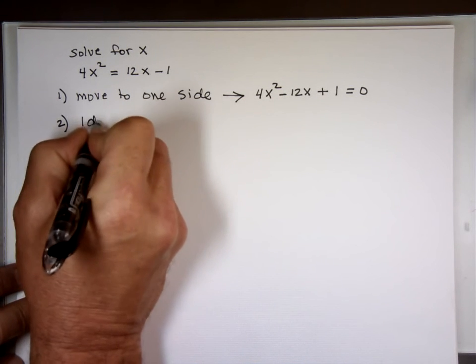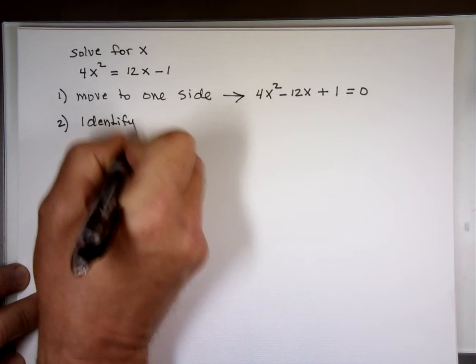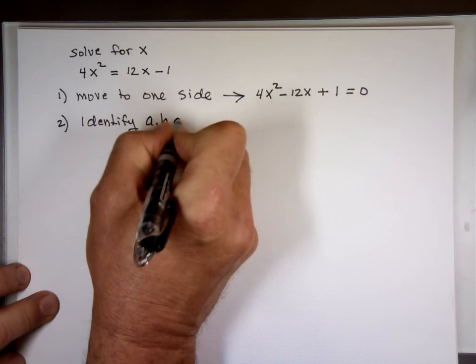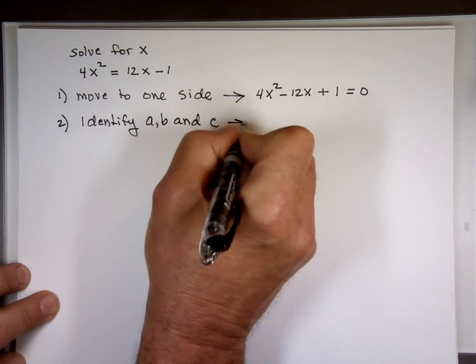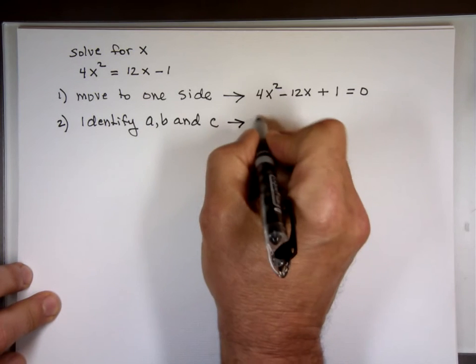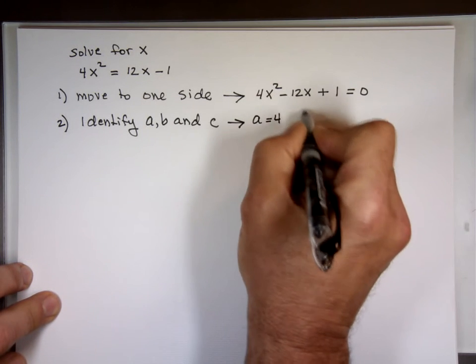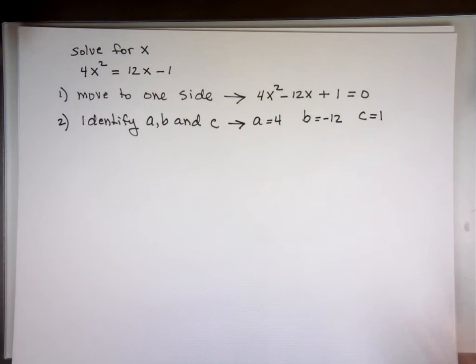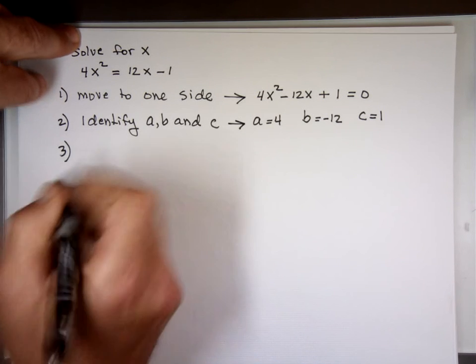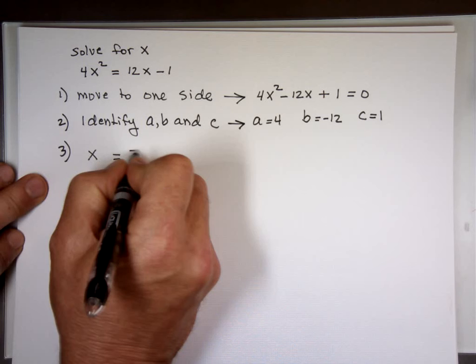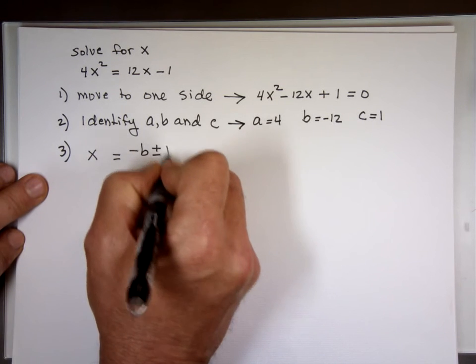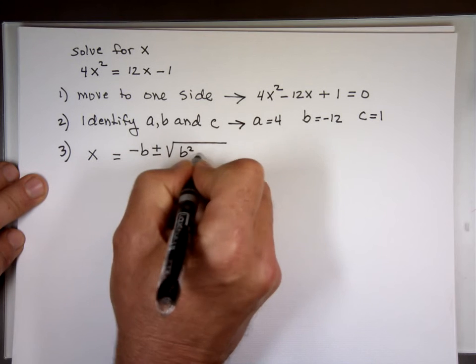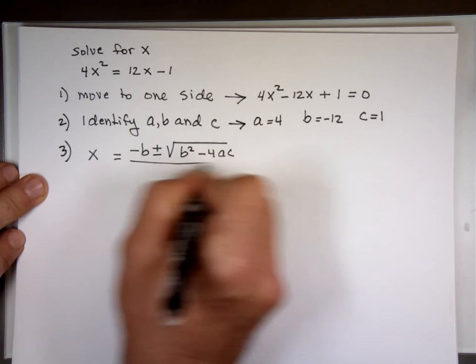Identify A, B, and C. A is 4, B is negative 12, and C is positive 1. Use the quadratic formula: minus b plus or minus the square root of b squared minus 4ac divided by 2a.